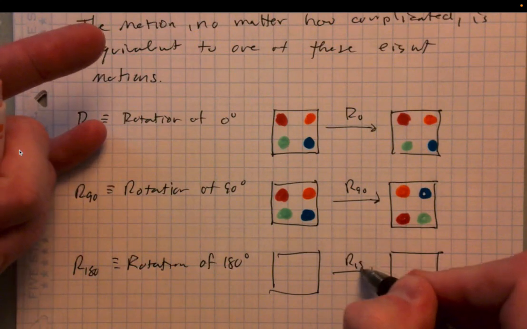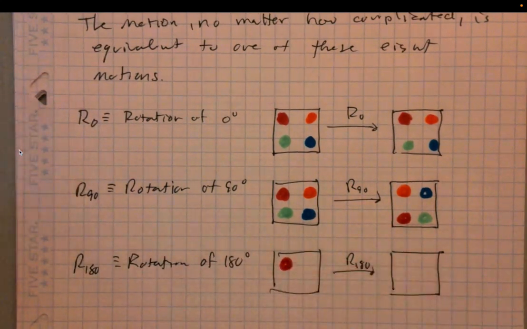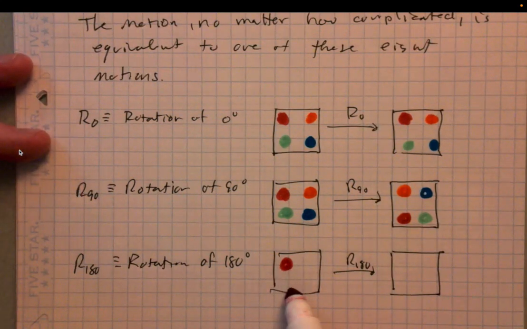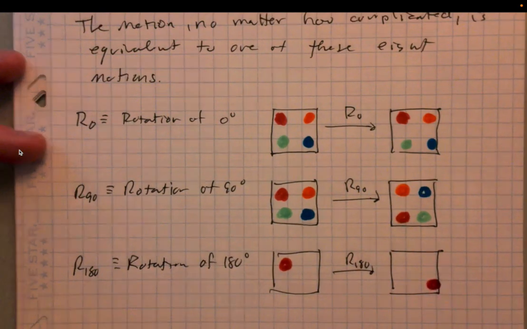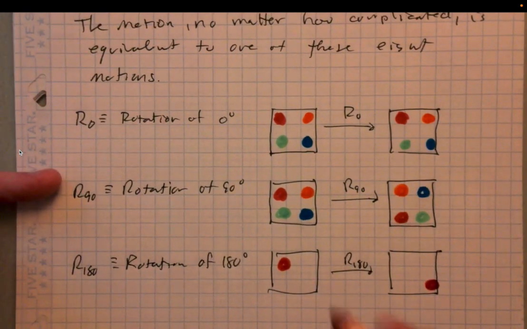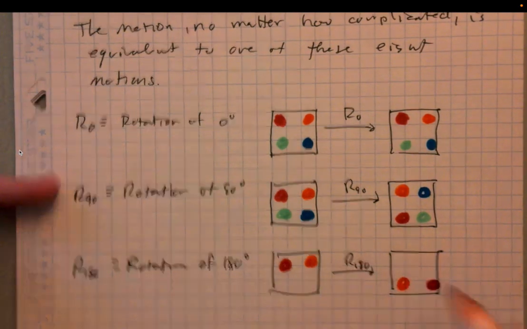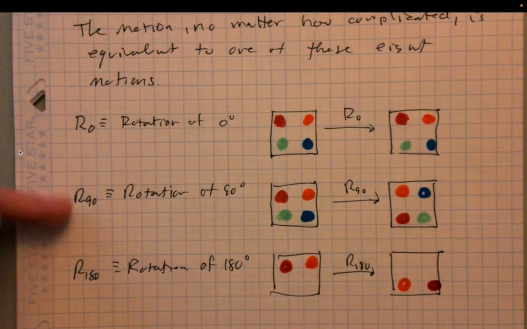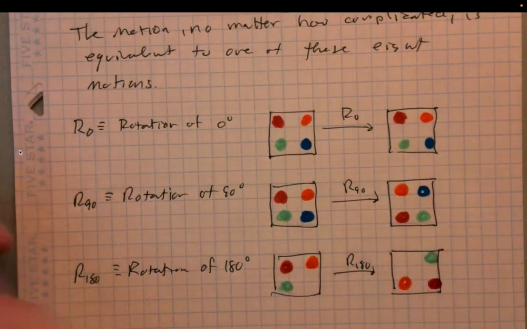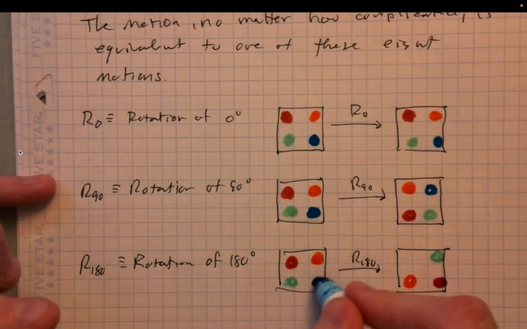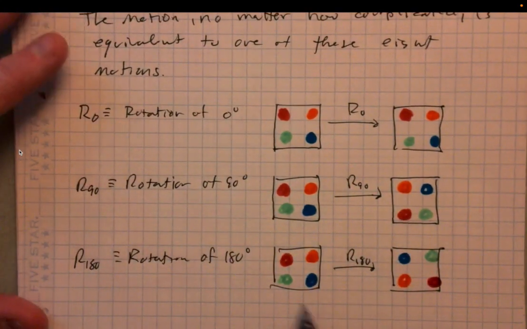Okay, so R180. Again, pink starts here, and then it goes not 90 degrees, but another 90 degrees, basically, right? So it ends up down in the opposite corner. Orange was here, and it would rotate 2 places. Green, again, rotates 2 places, up here. And then the blue, like that. Okay, so hopefully this is clear, right?